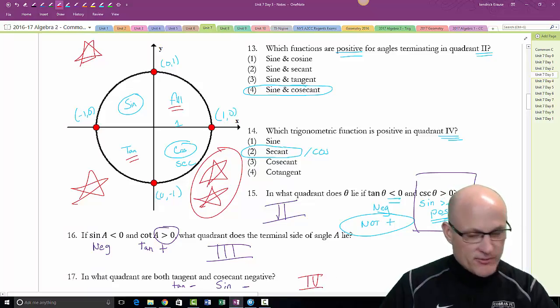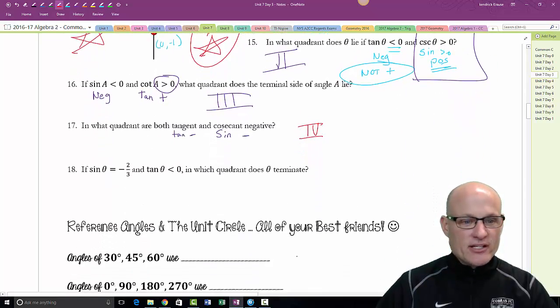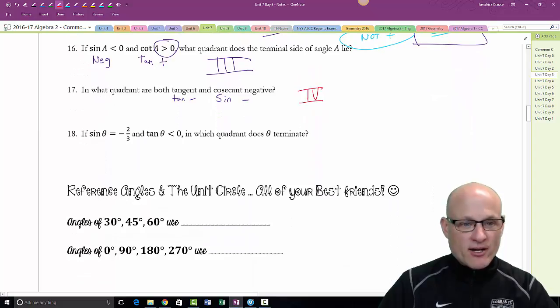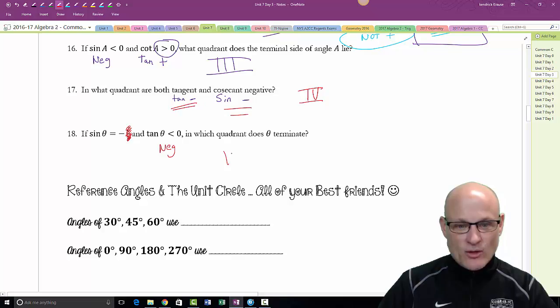And the final one says, now this is kind of tricky. It's trying to get you to think too much. I don't care about this. Sine is negative and tangent is negative. So where is sine negative and tangent negative? Well, isn't that the exact same thing I just did here? Tangent negative, sine negative, quadrant 4.